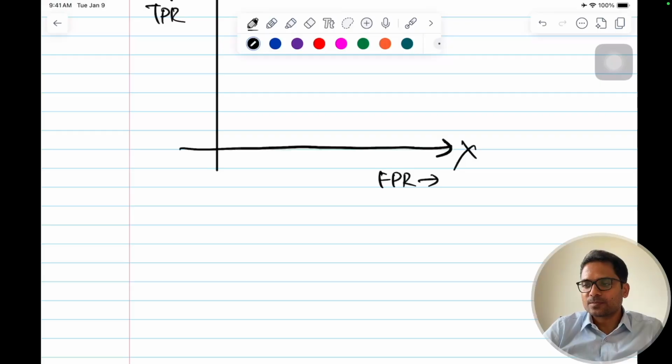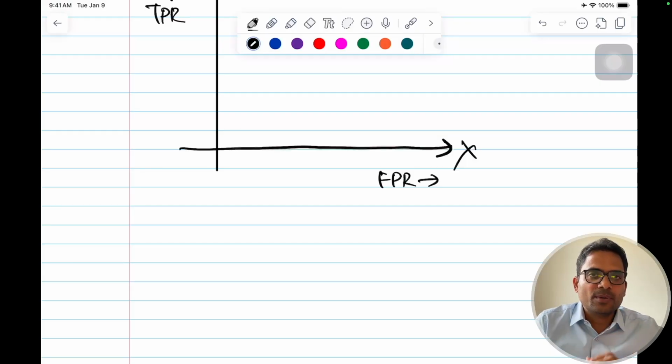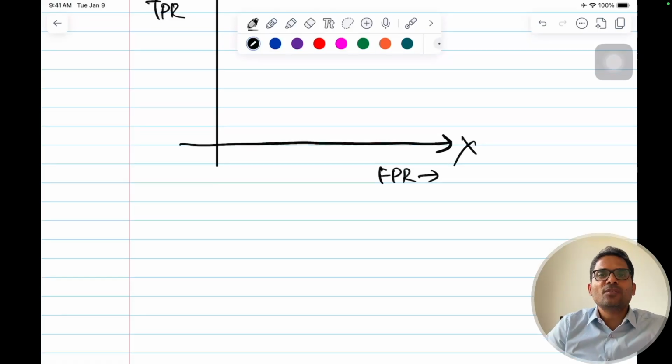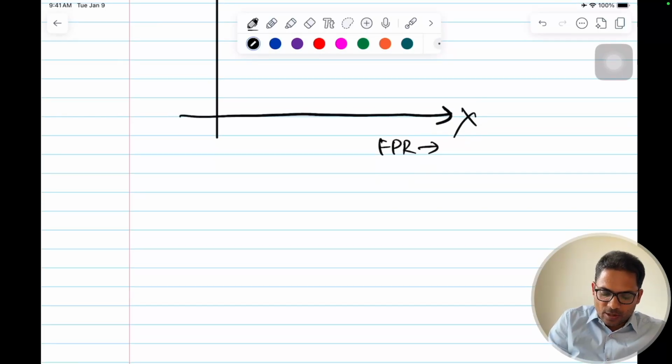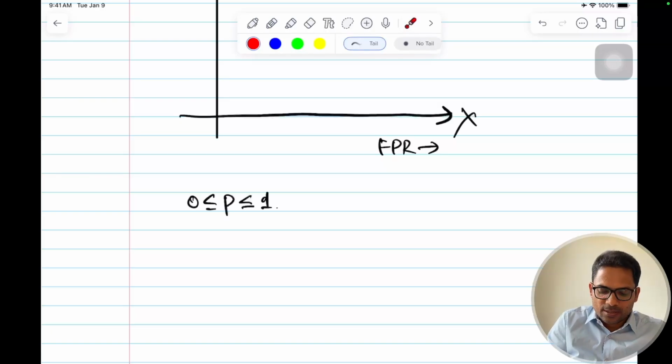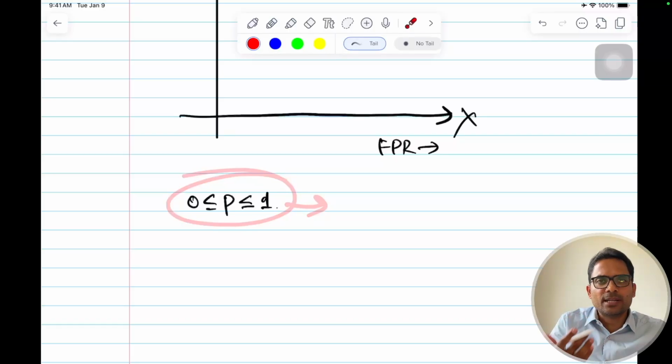So what do we do here basically? If you know a bit of machine learning, the output for a binary classification model is a probability score, and then we have a threshold. Generally the output of the model is a probability, so it will be in the range of 0 to 1. So the model outputs some probability.